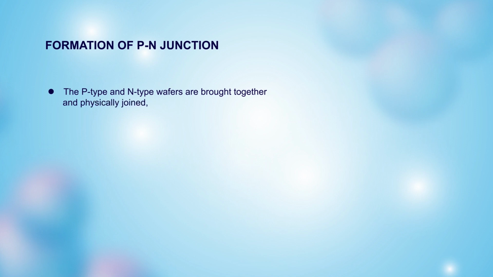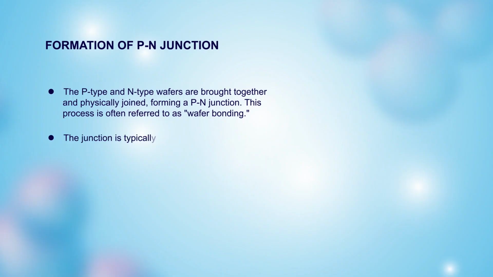Now, the next step is the formation of the p-n junction. The p-type and n-type wafers are brought together and physically joined, forming a p-n junction. This process is often referred to as wafer bonding. After wafer slicing, thin wafers of p-type material are formed separately and thin wafers of n-type material are formed separately. This process, the formation of the p-n junction, is called wafer bonding.